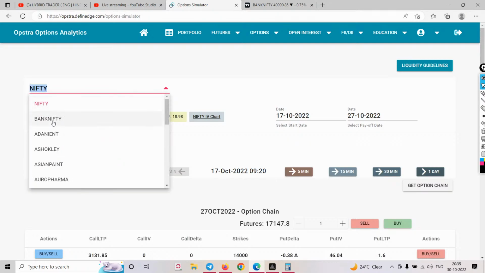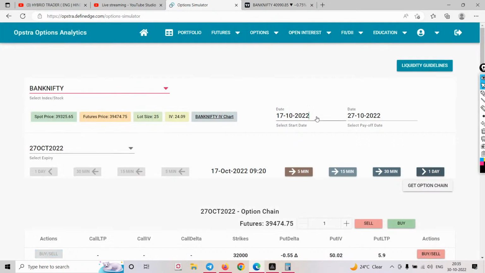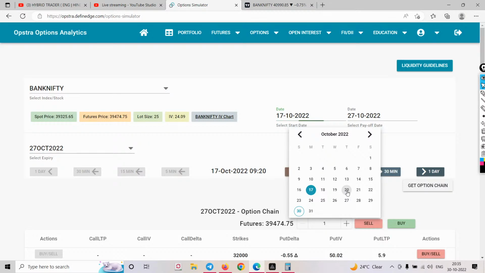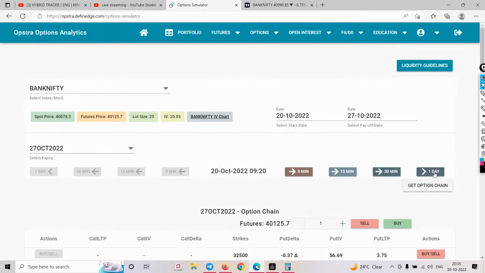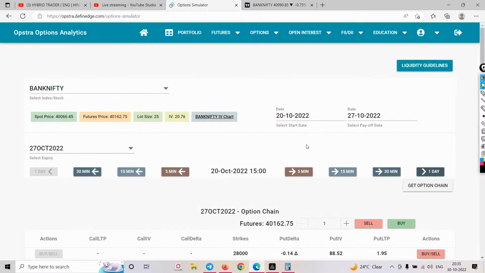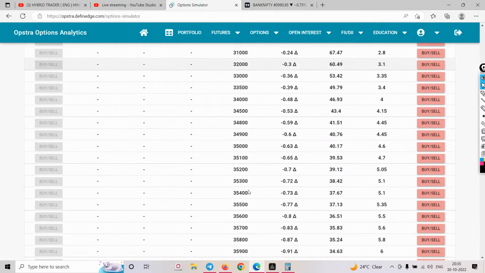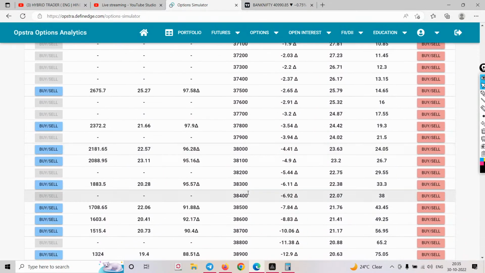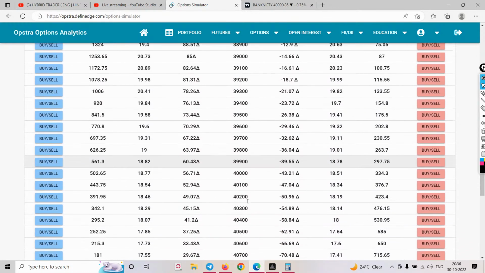Okay, I'll go for Bank Nifty. 28th is the start date, 27th is the expiry date. Next day, I'll get it to 3 p.m. I'll show you one more unique adjustment. Okay, option chain. Same thing, friends. 40,200 is where the market stands. Again, I'm deploying the typical iron fly, 40,200.